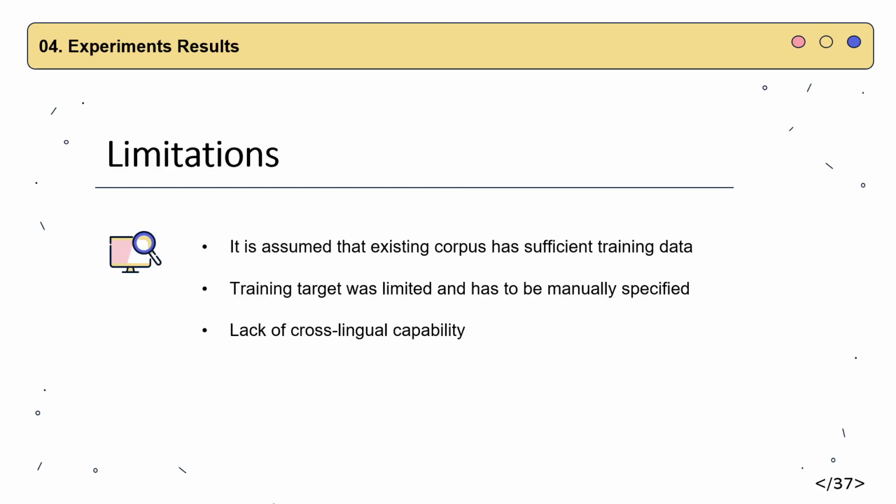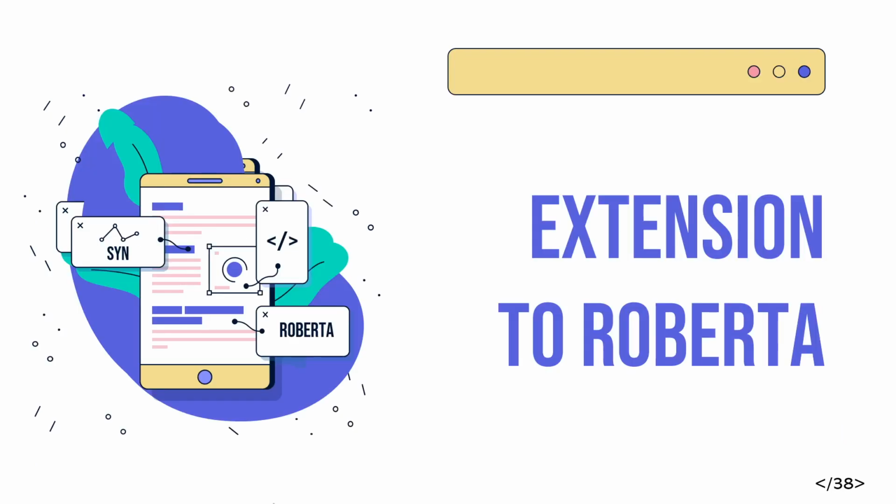However, it is not without limitations. There are certain assumptions that we make. We assume that the existing corpus has sufficient training data for the unknown word that we want to synthesize an embedding for. We also assume that the training target is limited and has to be manually specified. And our current model lacks cross-lingual capability.